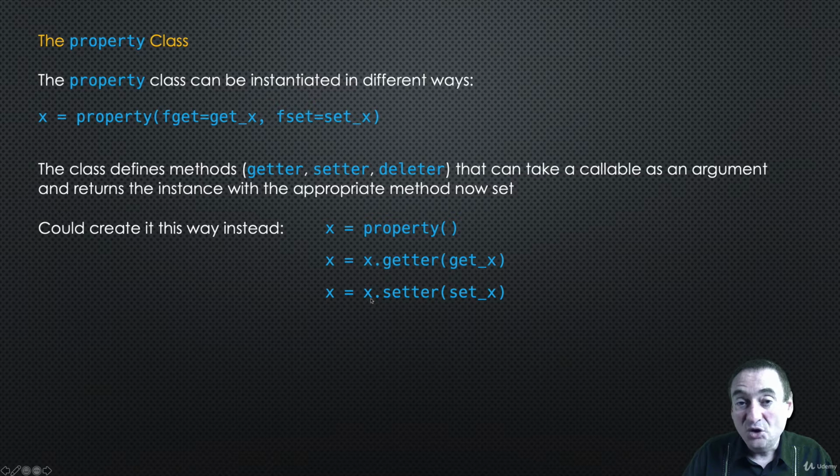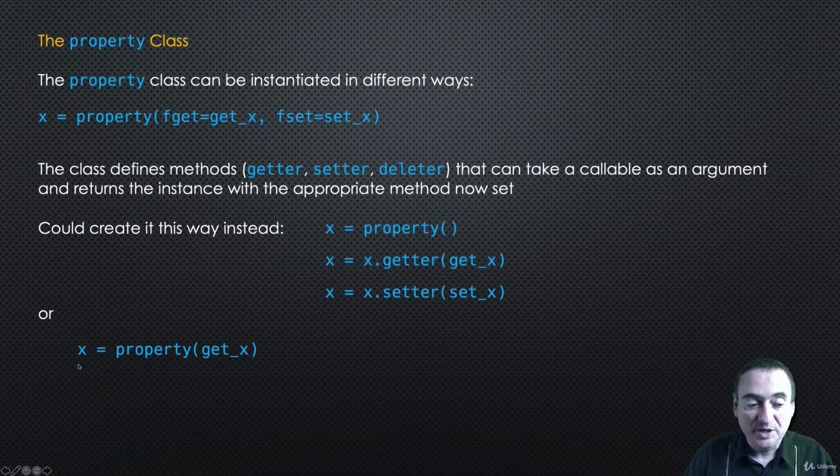Now I can again call it, but this time I'm going to call the setter method on x, and I'm going to pass it another function. So now it's going to set the setter method to set x, and the getter method will still be get x. It knows that from before, and it's going to return a property object that will now have the setter and the getter defined, and so on.